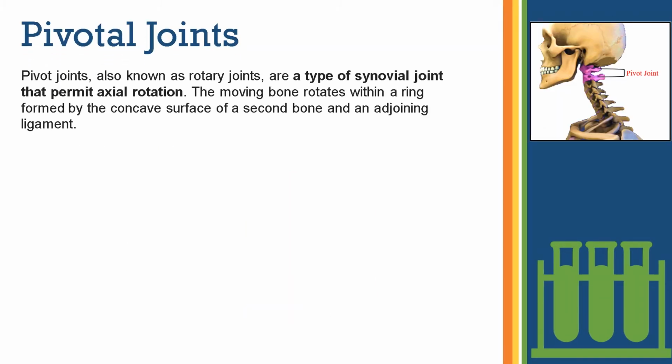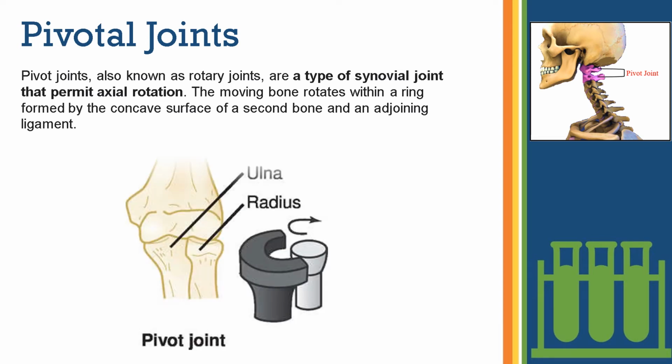Pivotal joints. Pivot joints, also known as rotary joints, are a type of synovial joint that permit axial rotation. The moving bone rotates within a ring formed by the concave surface of a second bone and an adjoining ligament. See, just like this. One example of a pivot joint is in our head, the joint connecting the skull and the spine.